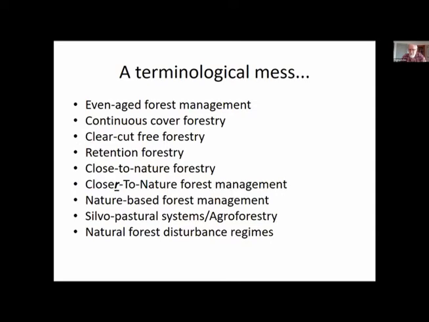You can talk about, of course, even-aged forest management, which constitutes about 97% of what we do in Sweden. You can talk about continuous cover forestry. You can talk about clear-cut free forestry, retention forestry, close to nature forestry. The EU proposed something closer to nature forest management. That is nature-based forest management. And of course, there are traditional systems like agroforestry or silvopastoral systems, which we have, for example, on the Iberian Peninsula. And we heard much today about natural disturbance regimes.